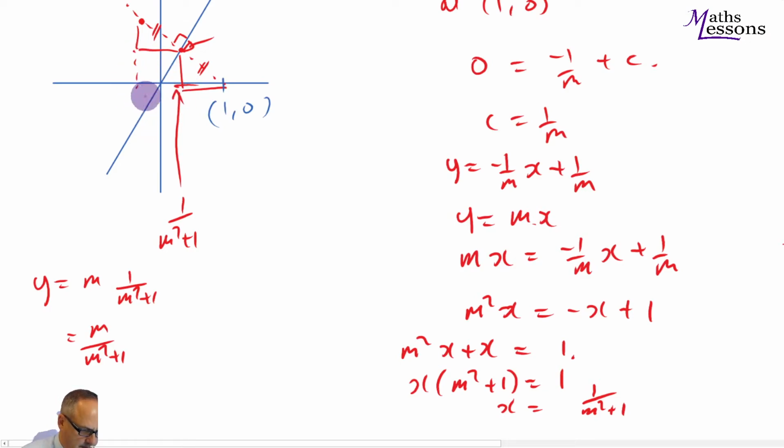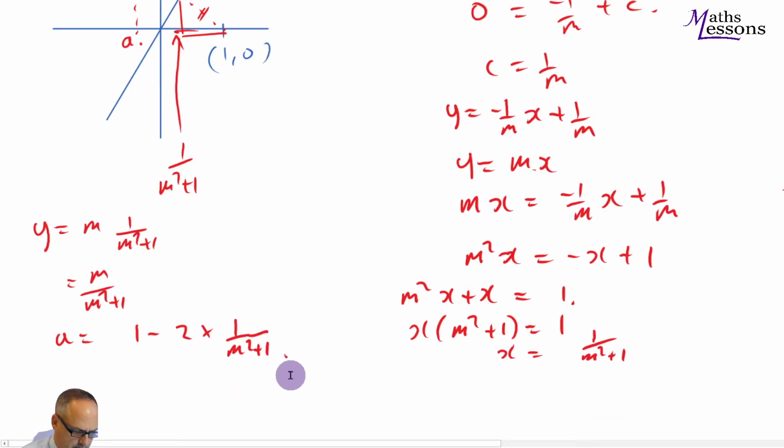So this value here, let's call this a. So a will equal 1 minus 2 times 1 over m squared plus 1. And my b value was just going to be 2 lots of the y value here. So b will equal 2 lots of m over m squared plus 1. So that's all nicely simplified. Let's just make a look a bit prettier. So a is equal to 1 minus 2 over m squared plus 1.